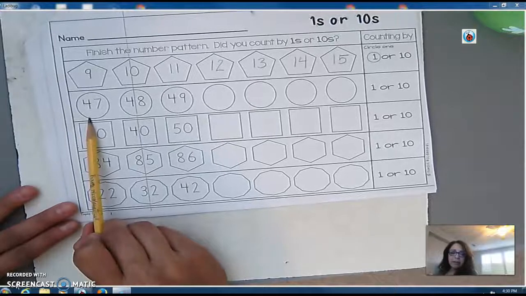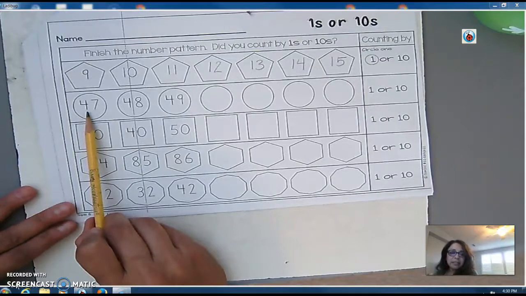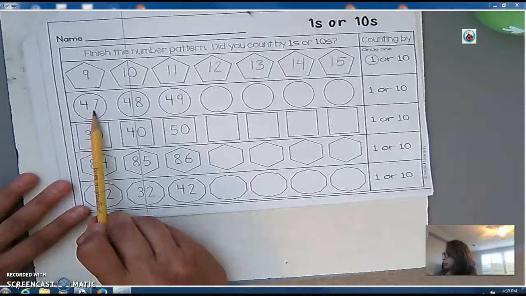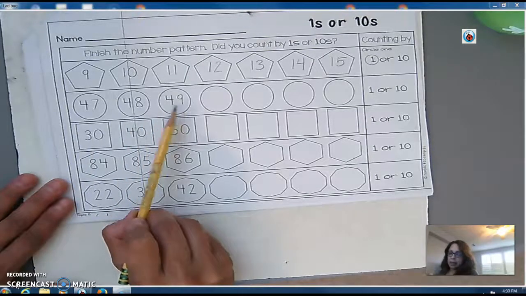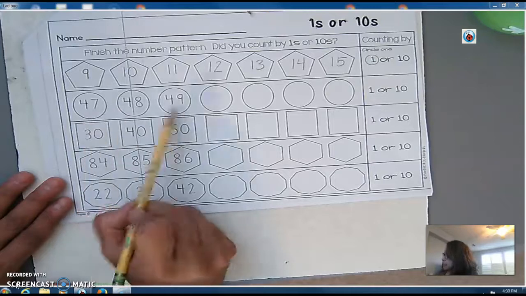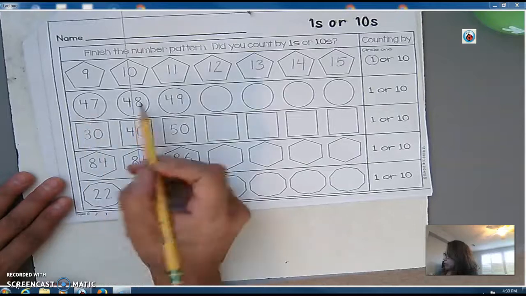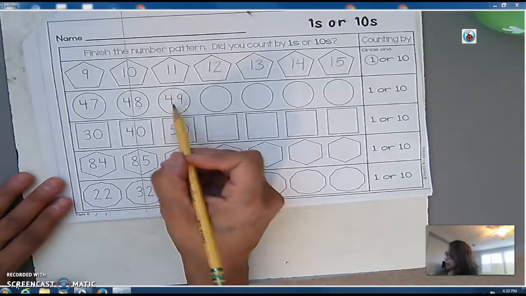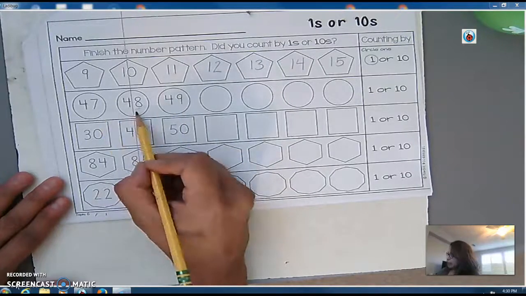And then here, they started with a big number. But we still have to pay attention and make sure, are we counting just by 1, or are we counting by tens? So let's say the numbers. 47, 48, 49. So these are big numbers, right? We're only adding 1 to this one because if you add 1 more to 47, it changes to 48. And we add another 1 to 48, and now we're at 49. What comes after 49?